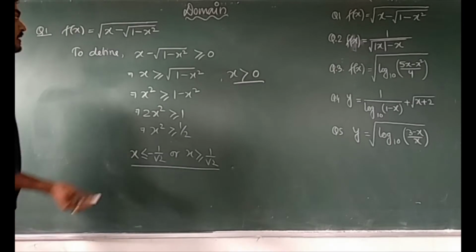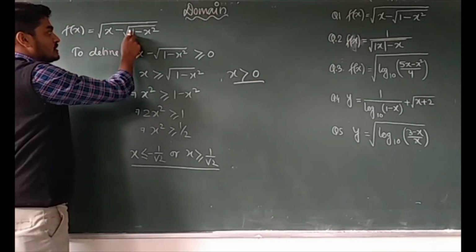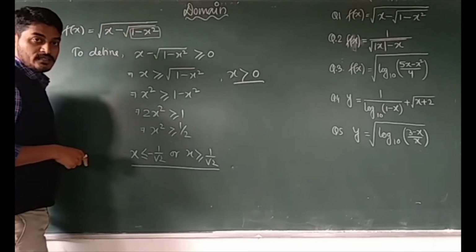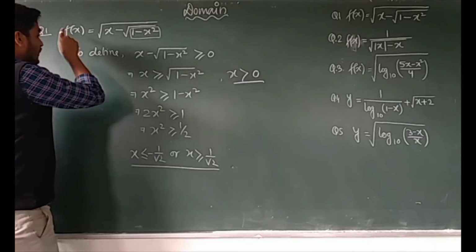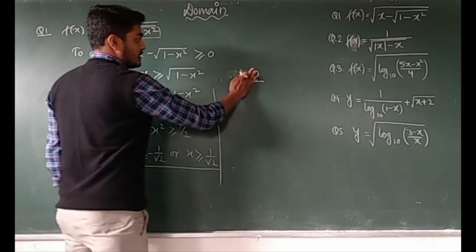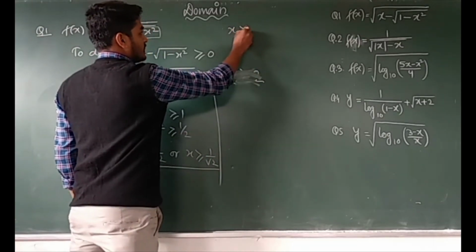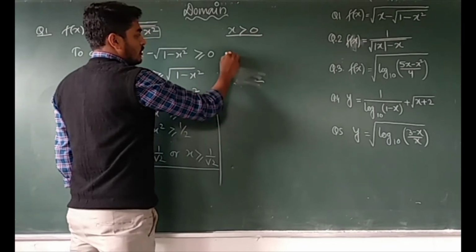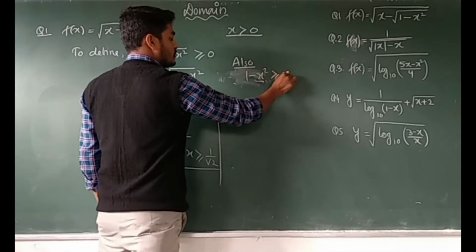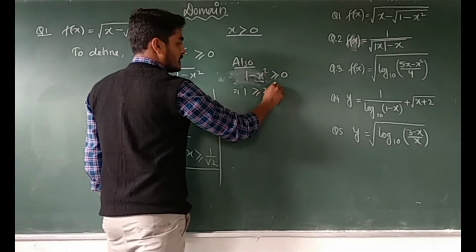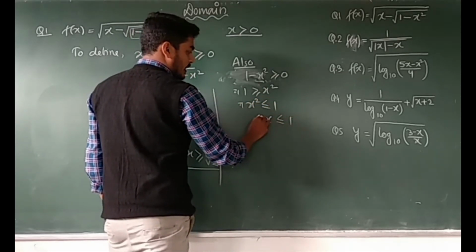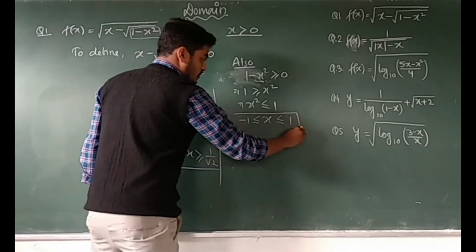In the same way, to define the function, this term should be greater than or equal to 0 also, because under this function, another function is also there, square root of 1 minus x square. To define f of x, this term should be non-negative. So we write, suppose this one is x greater than 0, one condition. Also, 1 minus x square should be greater than or equal to 0. This implies 1 is greater than or equal to x square, or x square is less than or equal to 1. This implies x should lie between minus 1 and 1. So we have got 3 different conditions.